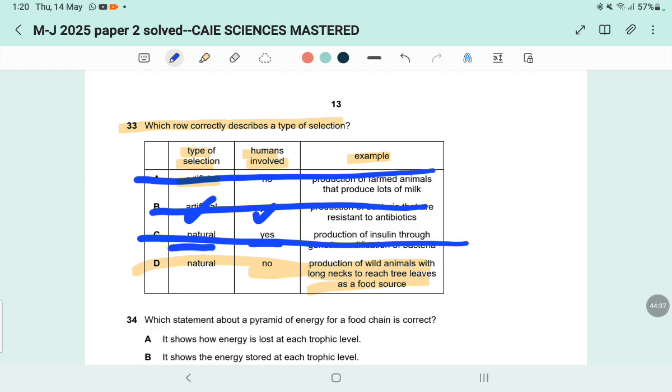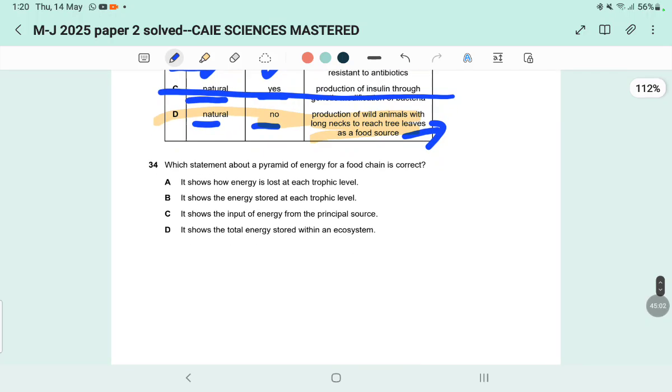Now let us explain why it's D. Natural, of course it's natural. Humans involved, of course there are no humans involved in natural selection, because it's a different type of selection compared to artificial. Example: production of wild animals with long necks to reach tree leaves as a food source, which occurs over a longer period of time compared to artificial selection, which can occur in a much shorter time.